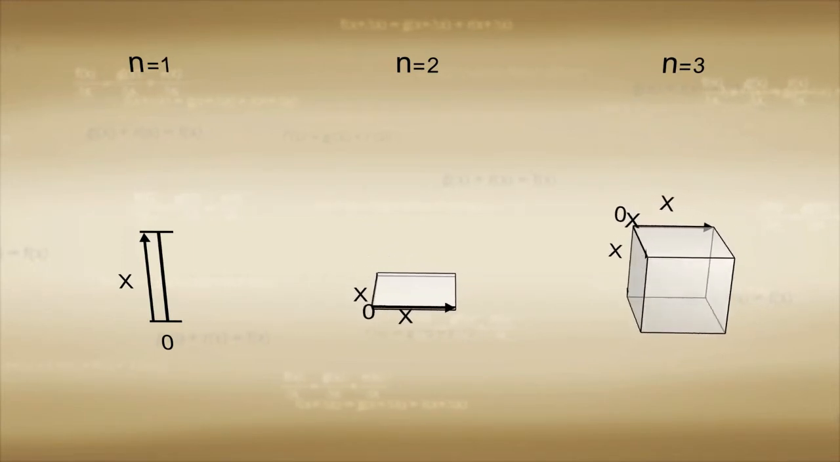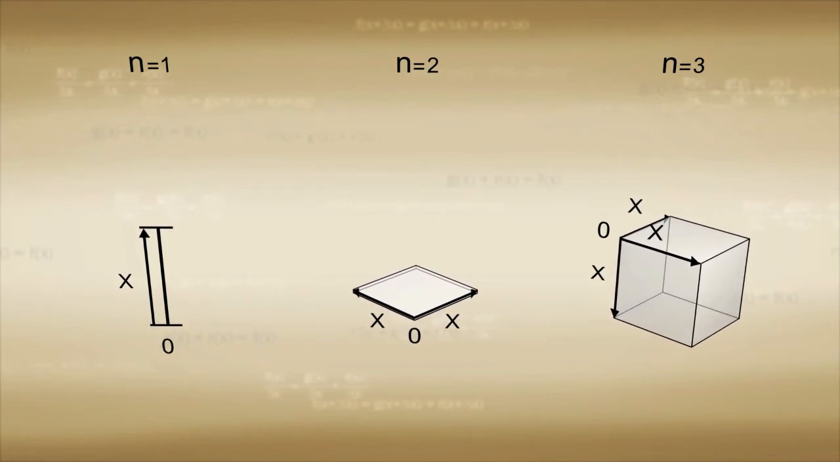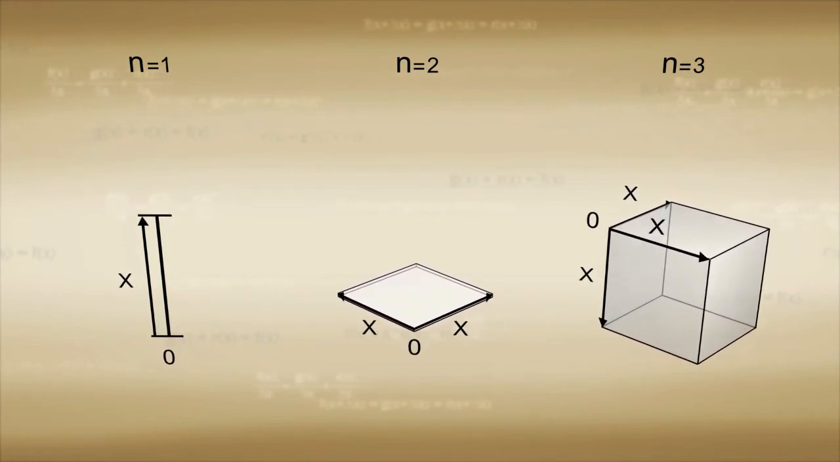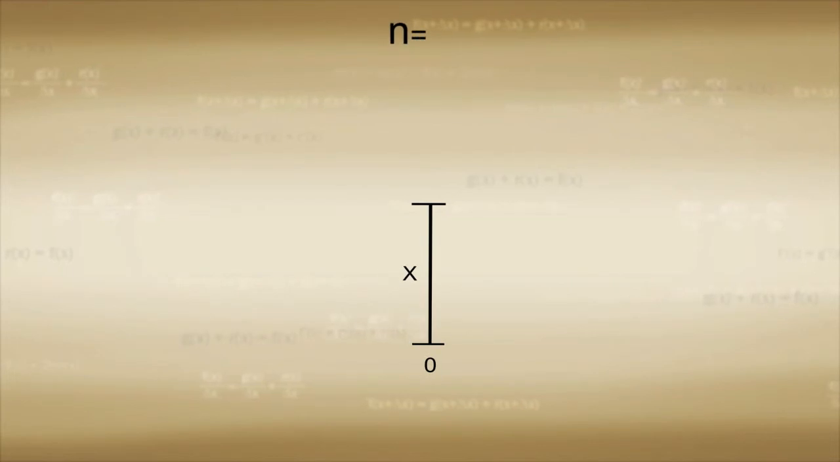The situation gets a little complicated when we try to increase the volume of this object by making each dimension larger by a slight amount delta x. When this takes place, we have to consider what are all of the small volumes created that represent delta f of x. In case of n equal to 1, we have a one-dimensional line the length of x representing f of x.